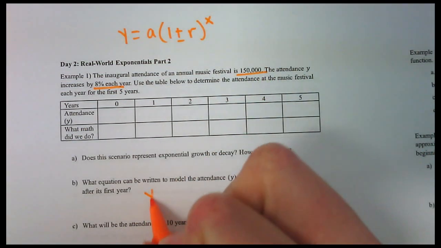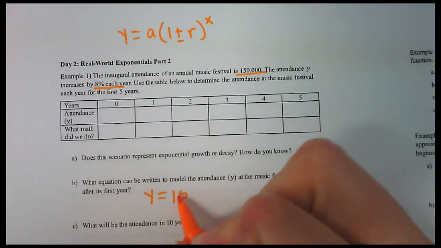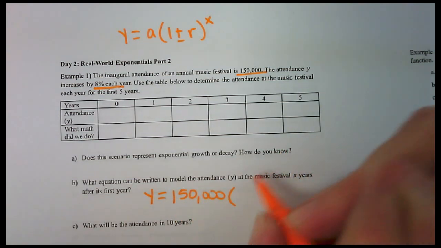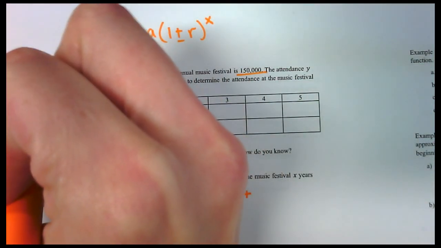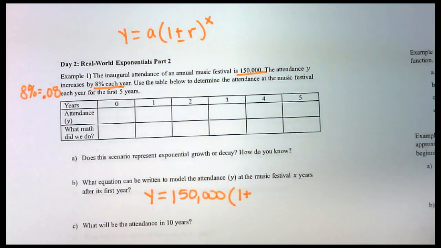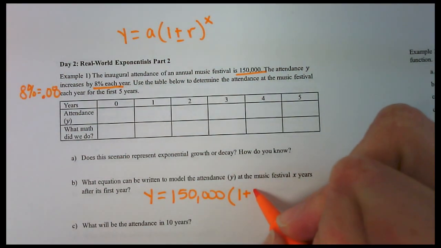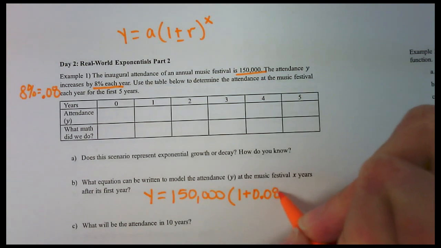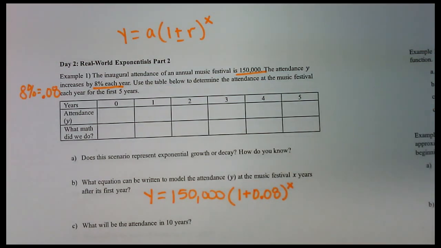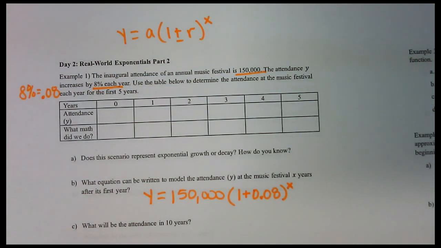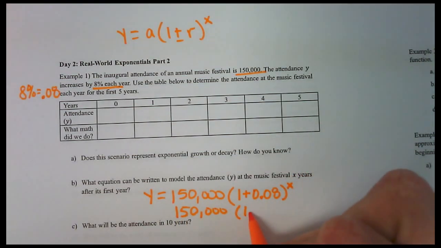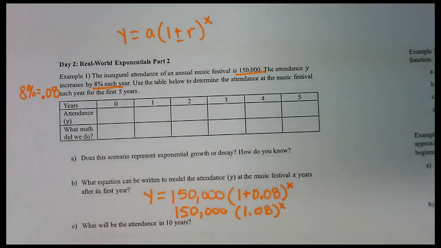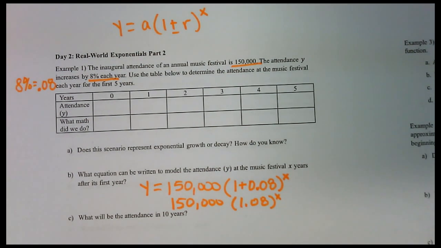So I'm going to jump down to B. We're going to go 150,000, and we're going to say 1 plus, this says 8%. 8% is the same as saying 0.08. So 1 plus 0.08 to the x. So we can simplify that. 1.08 to the x. This is what you would put in your calculators.